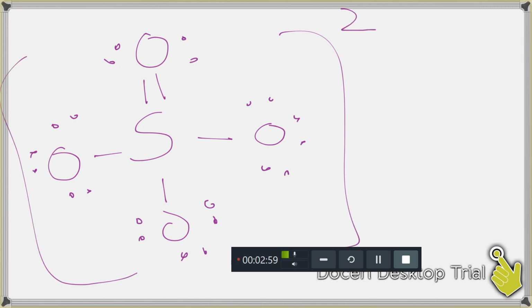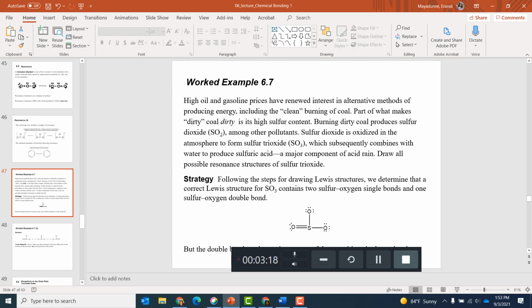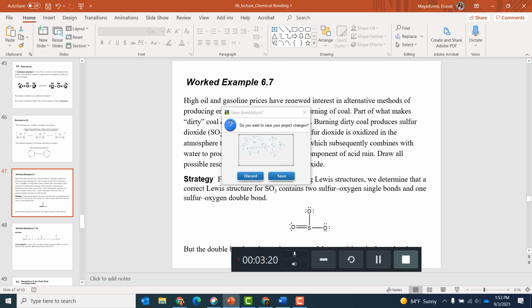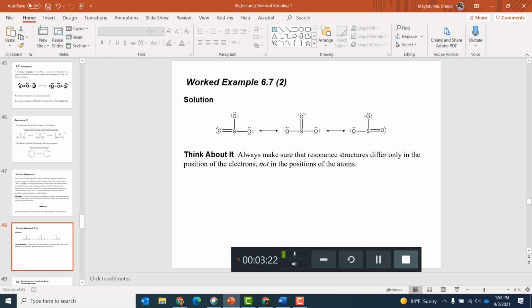And then this double bond can be here on this oxygen, or it can be, where is it? It can be on this oxygen, and then it changes these. So it can go to all the 4 oxygens. So that is the resonance structure of sulfate.